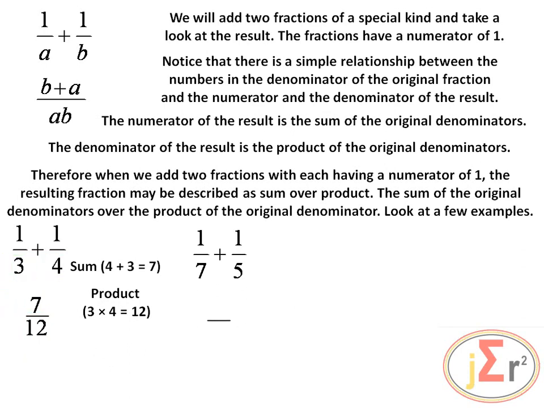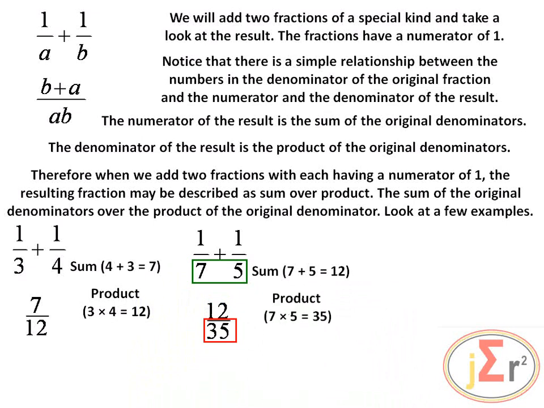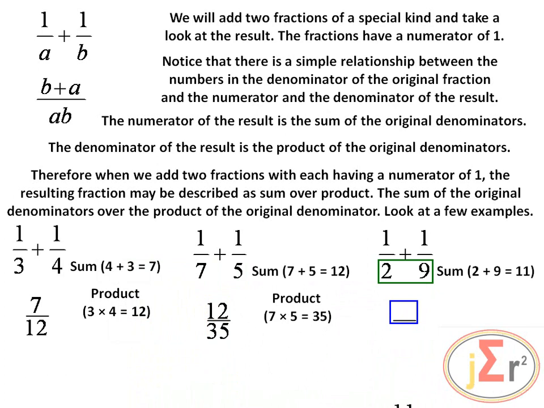Here again, the same is true. The numerator will be the sum, and the denominator will be the product. And finally, we have the numerator, the sum of 2 and 9. 2 plus 9 is equal to 11. And the denominator is the product of 2 and 9. 2 times 9 is equal to 18. Nice.